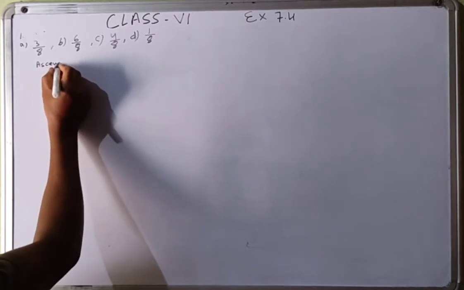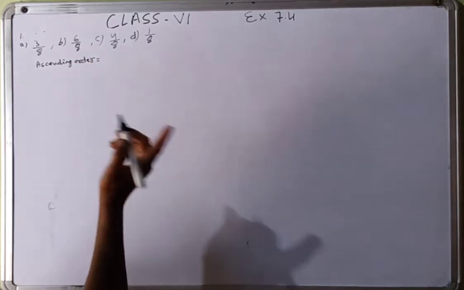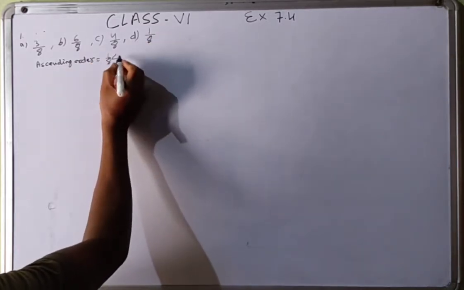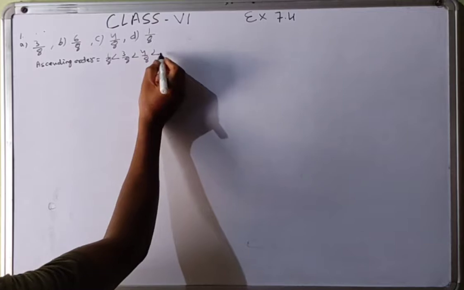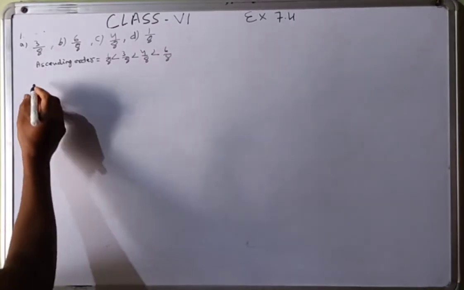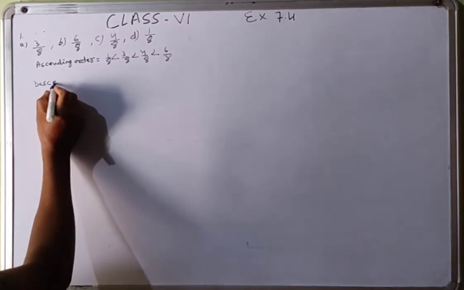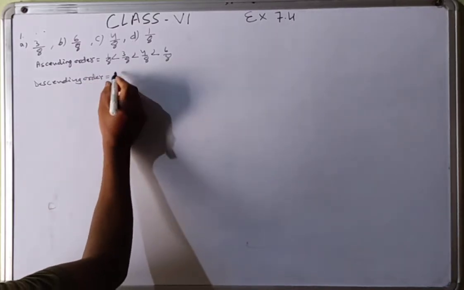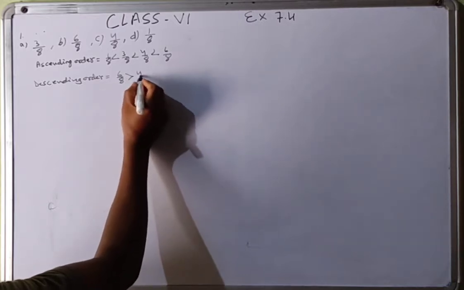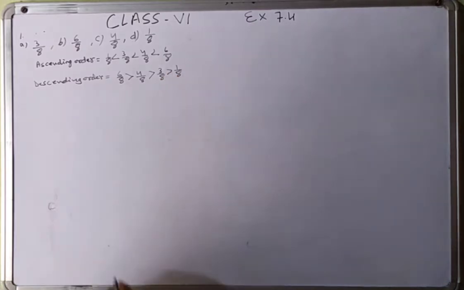Ascending order means first of all the smaller. So 1 upon 8 is smaller, then 3 upon 8, then 4 upon 8, then 6 upon 8. Descending order, you know that first of all the greater, then smaller, then smaller, and then the smallest, right? And then the second part, B part, do it by yourself.